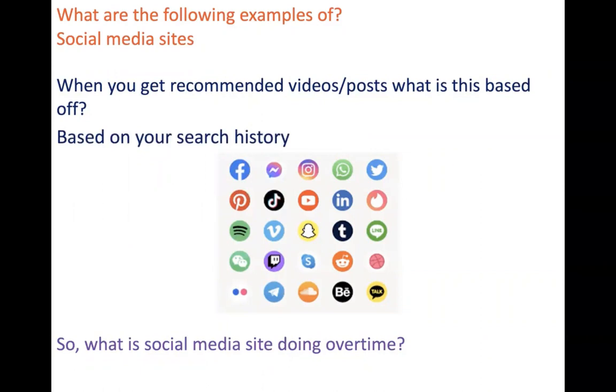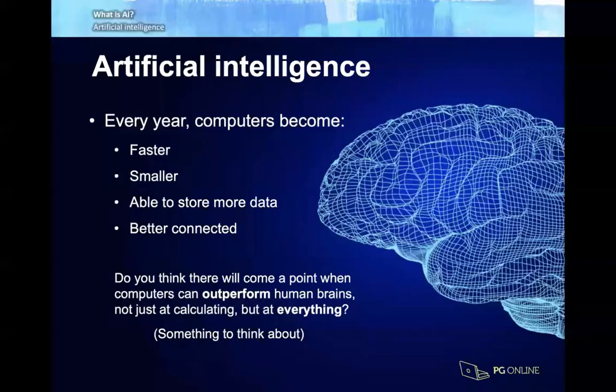So what is it doing over time? So if it's based on your search history and the more you search, the more information AI gets from you, what is it doing over time? It's learning. So AI learns over time. Remember before we've said AI can do things that humans can usually do? So humans can learn, AI can learn. So it's a machine that learns.